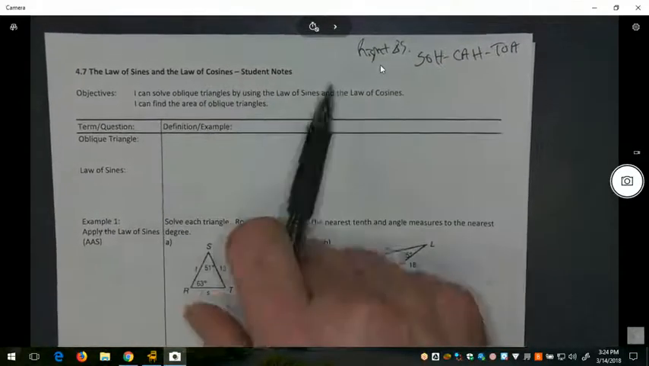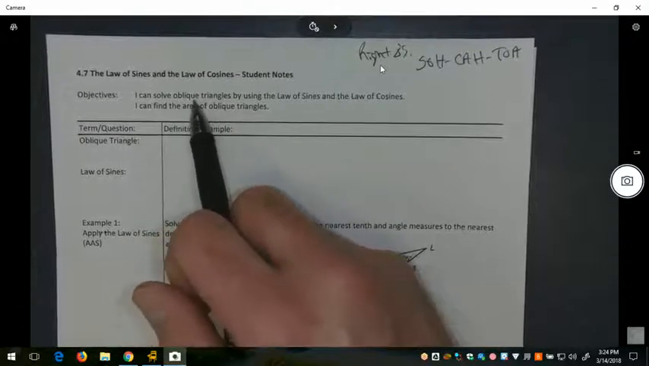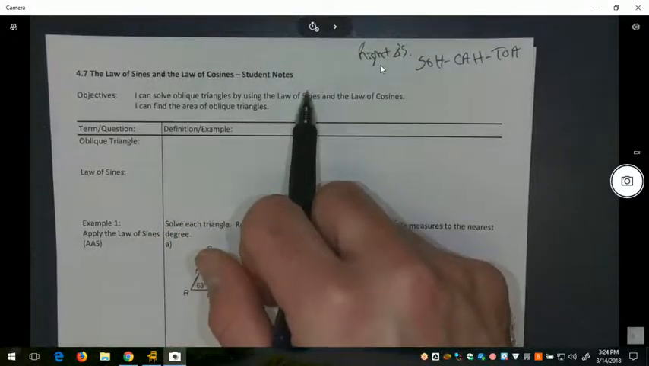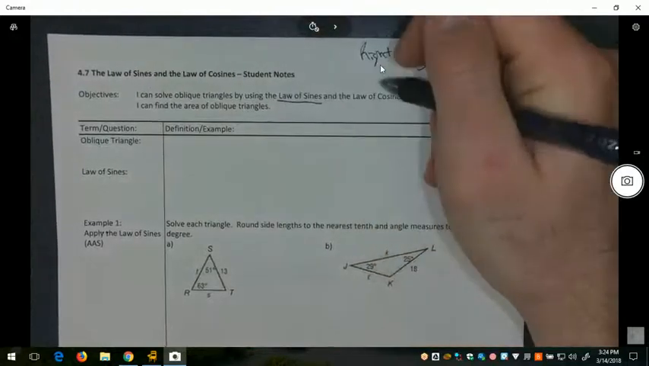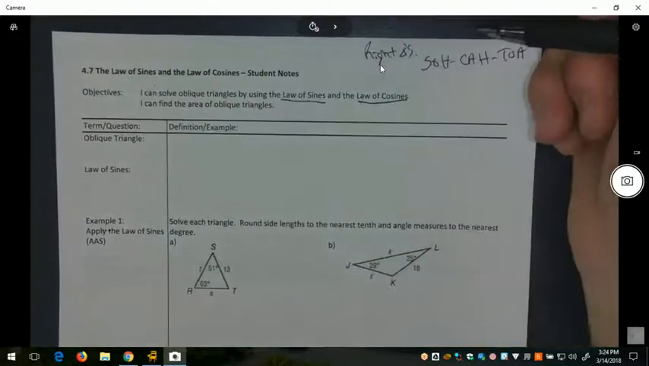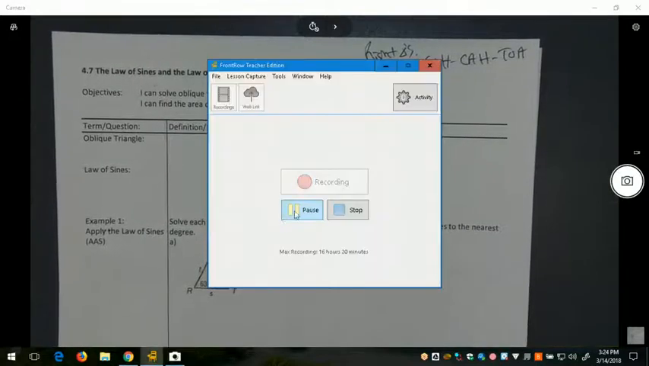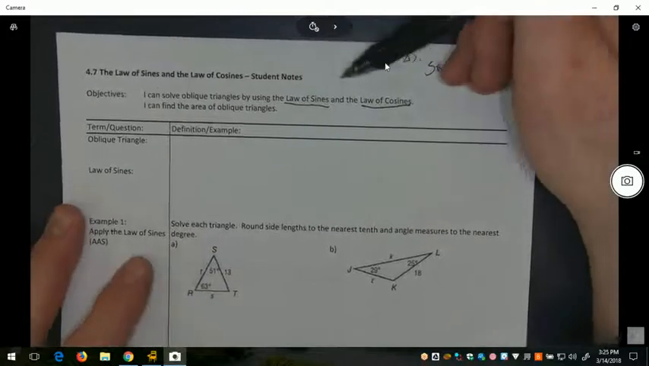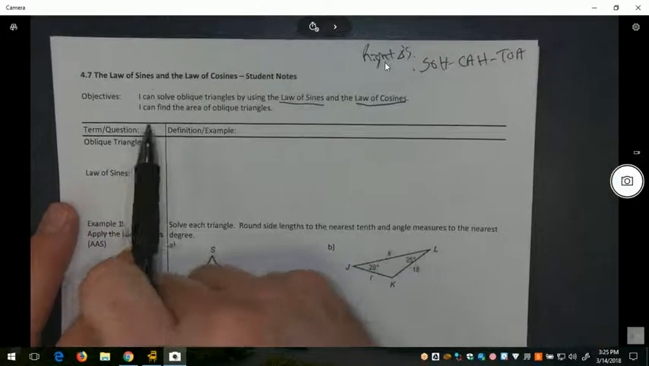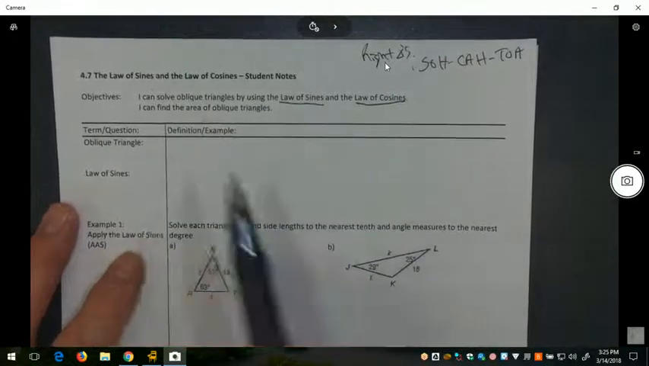Today we're looking at non-right triangles. So we're going to be able to solve oblique triangles using law of sines. And then in our next section of this lesson, we're going to learn how to solve them using the law of cosines. And when we look at law of cosines, we'll also look at how to find the area of oblique triangles.